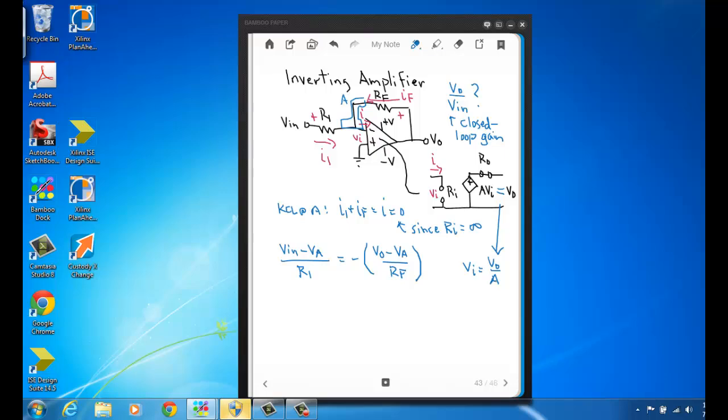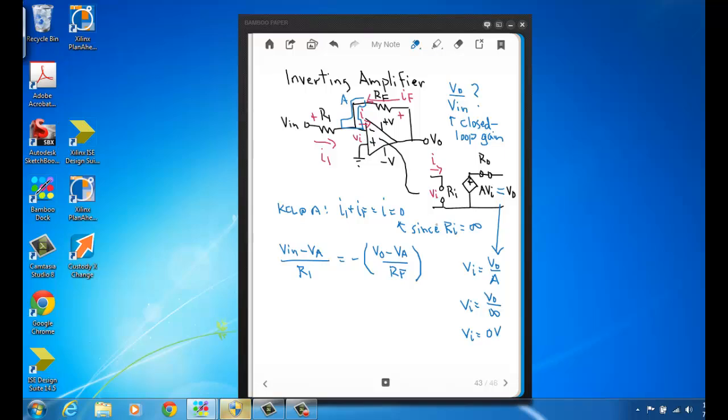Okay, so now if I just write this in terms of VI, VI is equal to V0 over the open loop gain A, remember that constant, and remember the ideal value of open loop gain is infinity. So what you get is that ideally the voltage across the input of an op amp is 0 volts. Any finite number divided by infinity is 0. So not only is the current 0 at the input of an ideal op amp, but also the voltage across the inputs of an ideal op amp is 0.